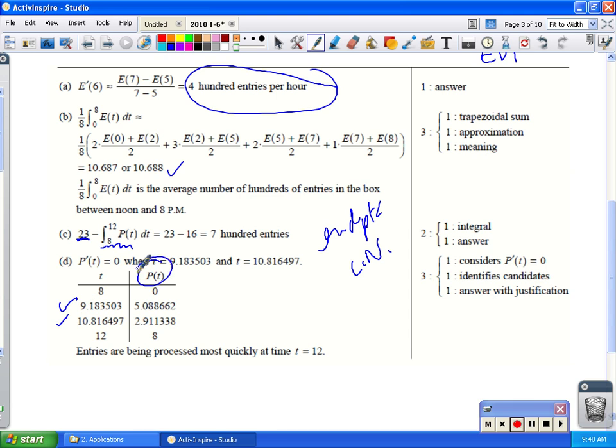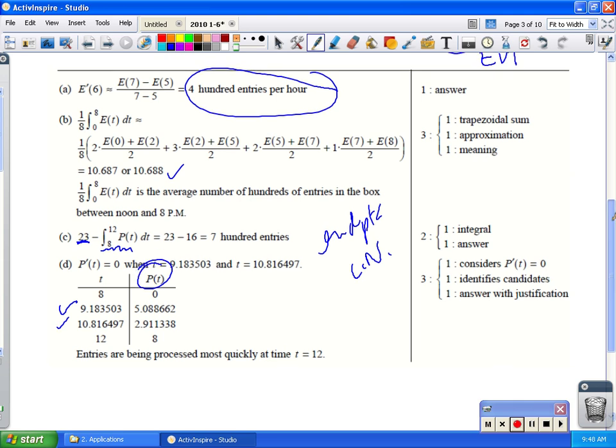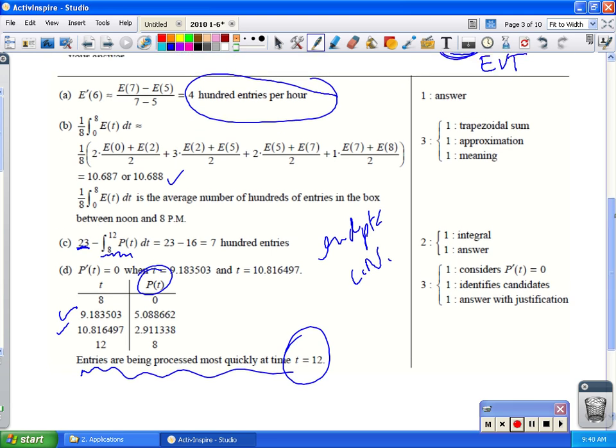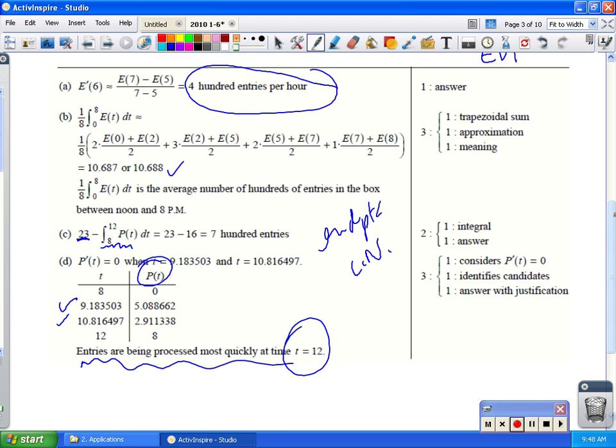And then you want to find out the entries, so you're going to substitute back into p of t, because we're really looking at a rate of a rate. And then you choose that they're processing entries the fastest at 12. You can see that that's the largest value. Okay, hopefully you can watch this at a rate, speaking of rates, that you can score yourself and see how you're doing.